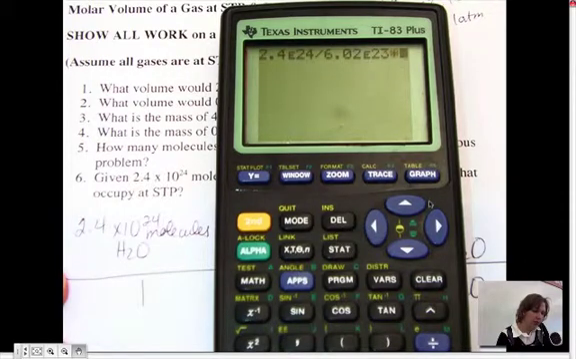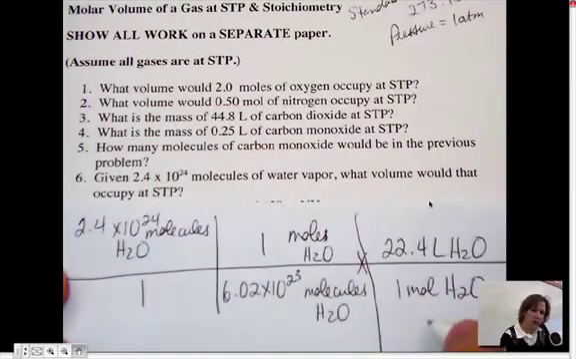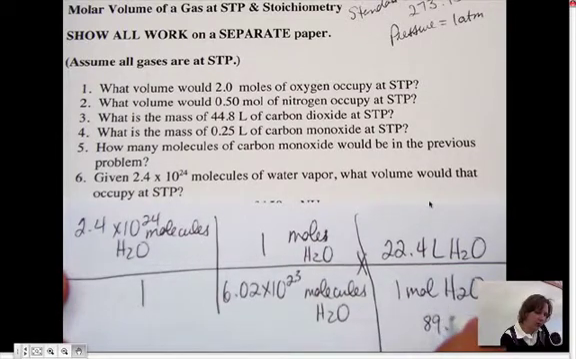And then we're multiplying by molar volume, which is 22.4 liters per mole. The answer is 89.3. So 89.3 liters.